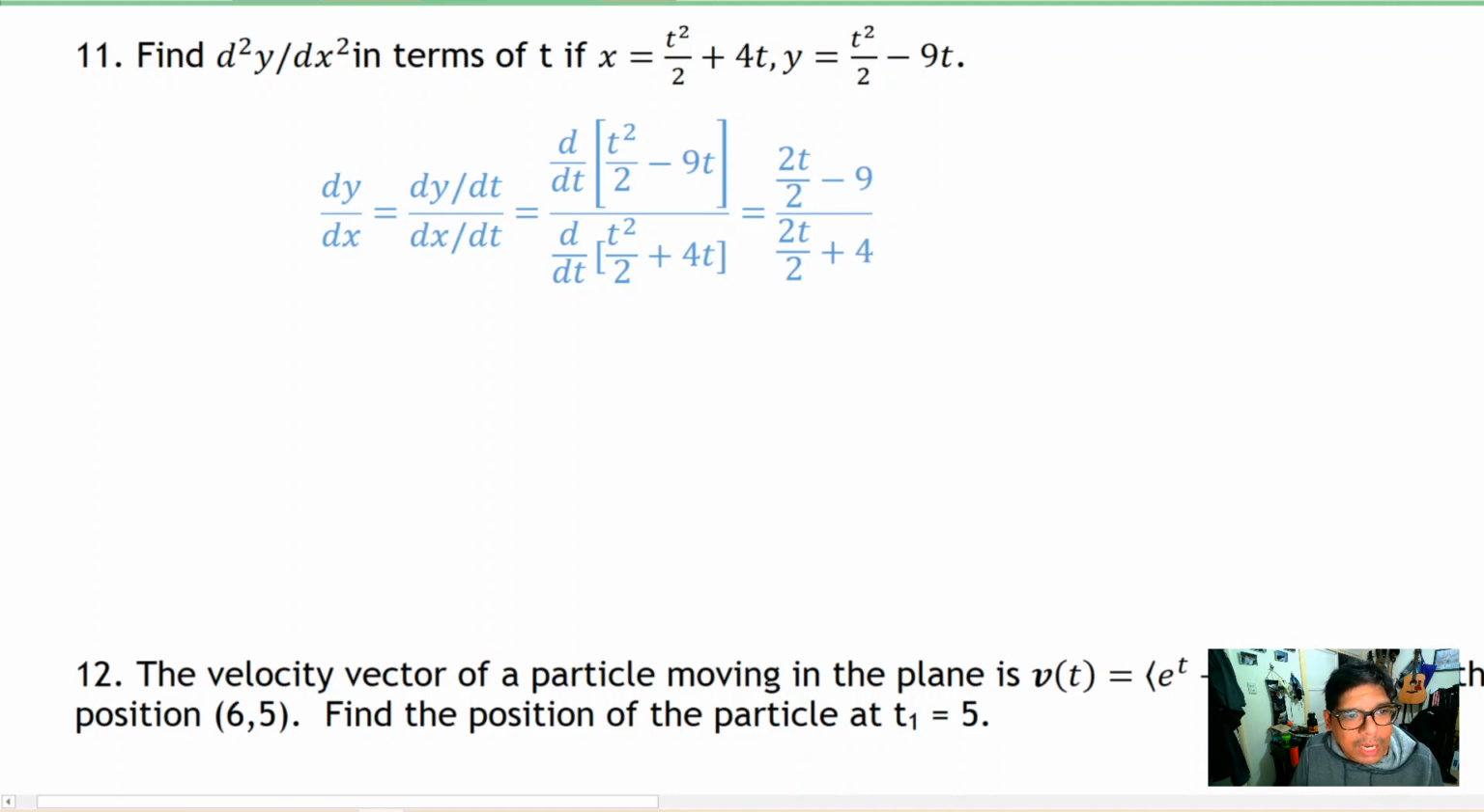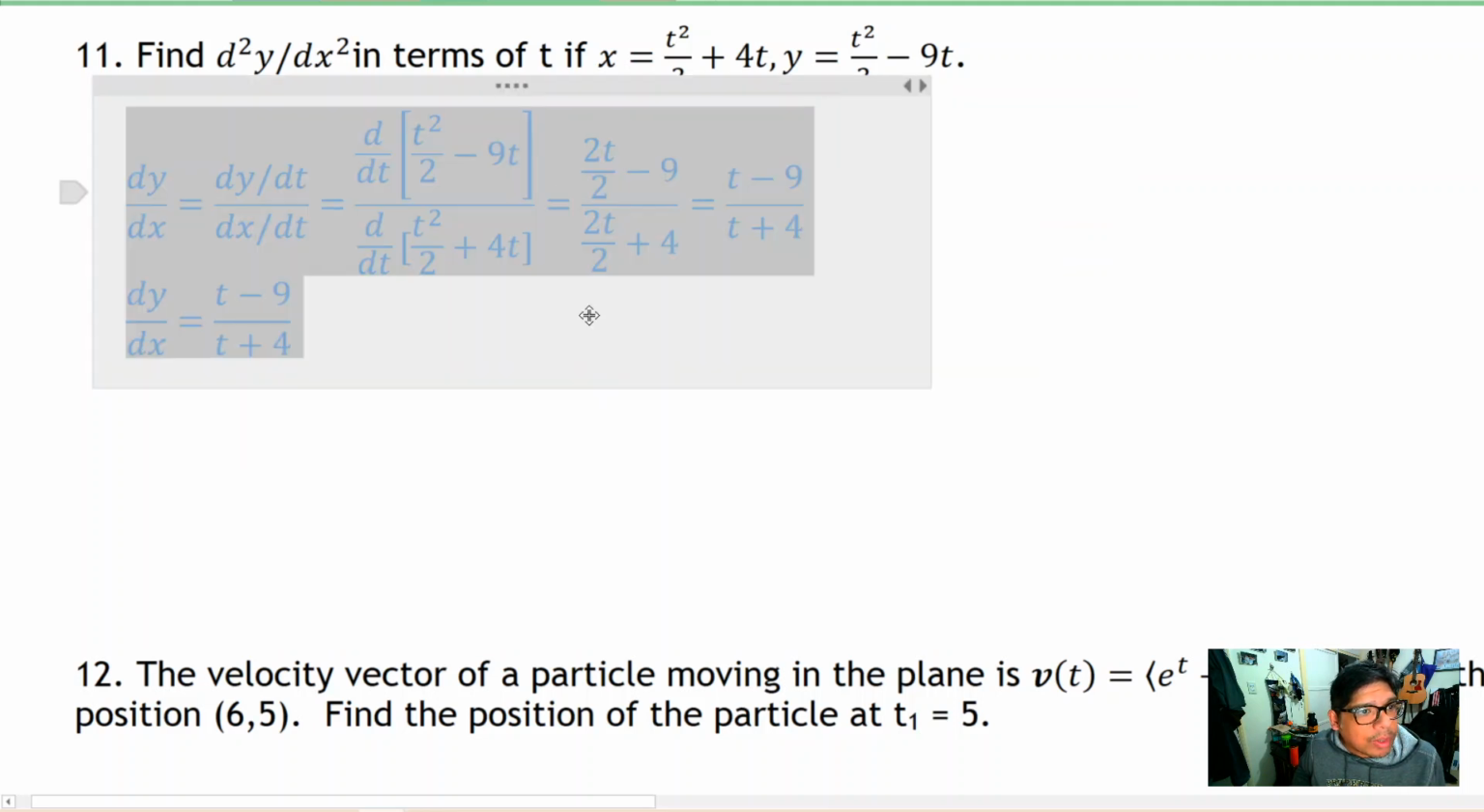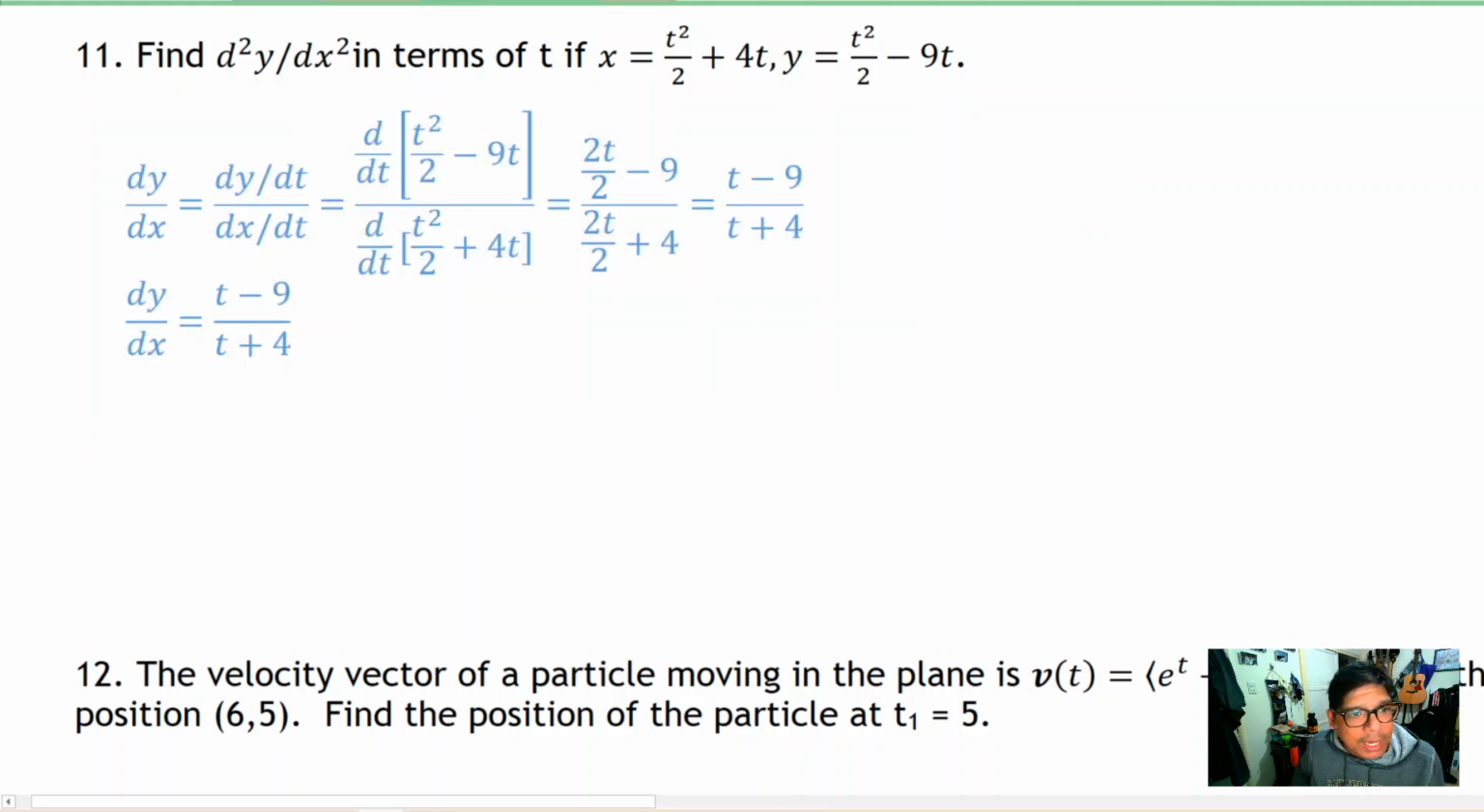Fixing a little bit of a typo there. And then we can just simplify from here. And that gives us our dy/dx. dy/dx is (t minus 9) over (t plus 4). Now that is our start. Let's put that over to the side, and let's try to figure out our second derivative then.